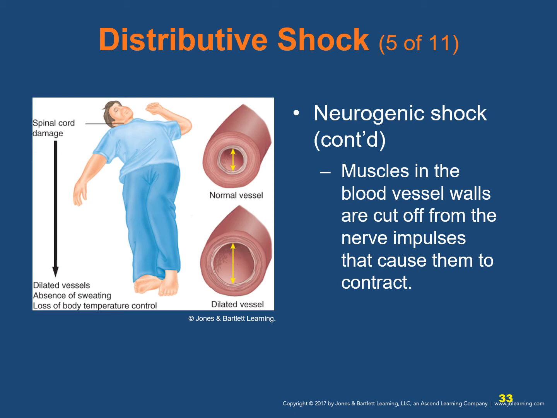All vessels below the level of the spinal injury dilate widely, increasing the size and capacity of the vascular system and causing blood to pool. The available 6 liters of blood in the body can no longer fill the enlarged vascular system. Even if there is no blood or fluid loss, perfusion of the organs and tissues becomes inadequate and shock occurs.